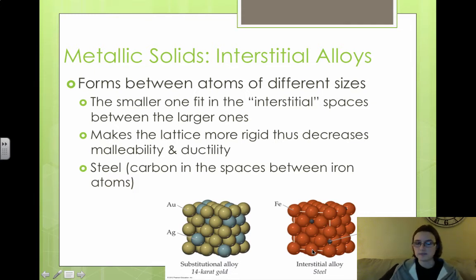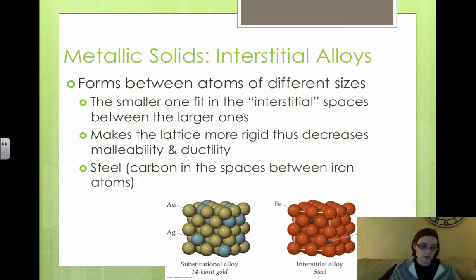which is steel. So the reason that interstitial alloys are so important is because it actually makes the lattice more rigid, which will decrease malleability and ductility. So again, this is steel when you have carbon in the spaces between the iron atoms.